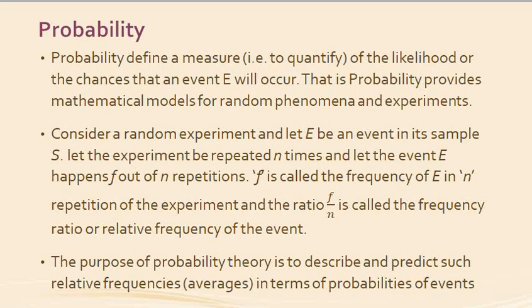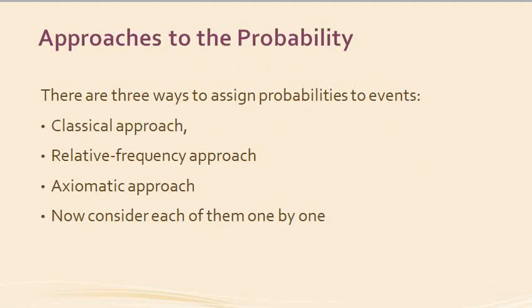Let the experiment be repeated n times and let the event E happen F out of n repetitions. Then F is called the frequency of E in n repetitions of the experiment, and the ratio F by n is called the frequency ratio or relative frequency of the event. The purpose of probability theory is to describe and predict such relative frequencies, actually on averages, in terms of probability of events.